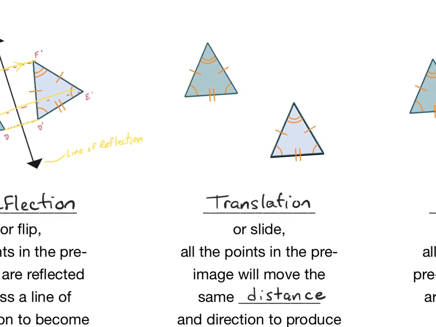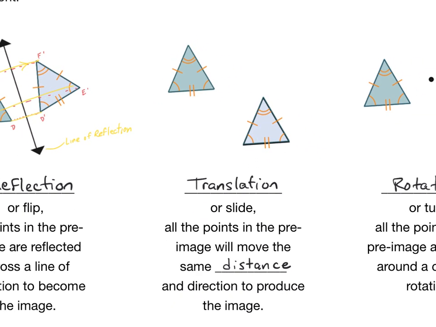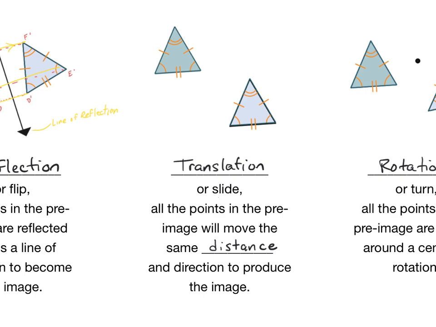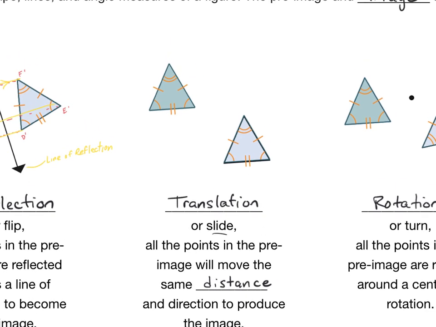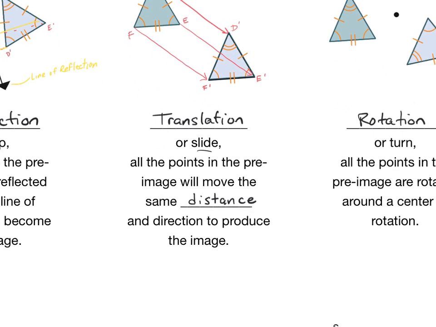A translation is one of our rigid transformations, sometimes referred to as a slide. And really, this transformation is sort of like the previous example on the other page. My points correspond, and it looks like I could possibly just slide something across the table or across the board, and this would be D, E, F, and then this would be D prime, E prime, and F prime. So all the points in the pre-image will move the same distance and direction to produce the image.